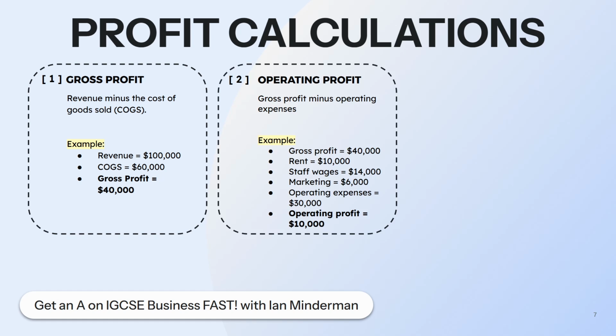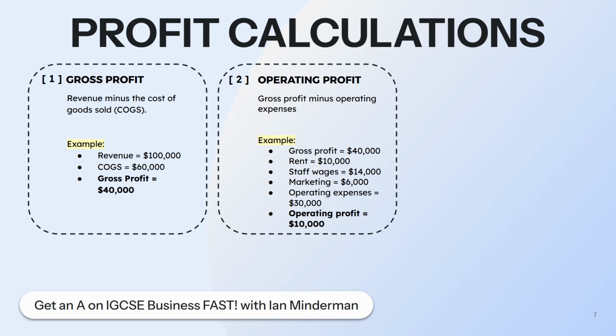Then we have operating profit. This is gross profit minus operating expenses. So look, we just take that gross profit, that's $40,000, and then we have the operating expenses. Now, as you saw on the previous slide, these are things that are paid for the day-to-day operations of the business. So we have rent, staff wages, marketing. This is called revenue expenditure, things that you spend on day-to-day operations. So when we add all that up, 10,000 plus 14,000 plus 6,000, that equals $30,000.